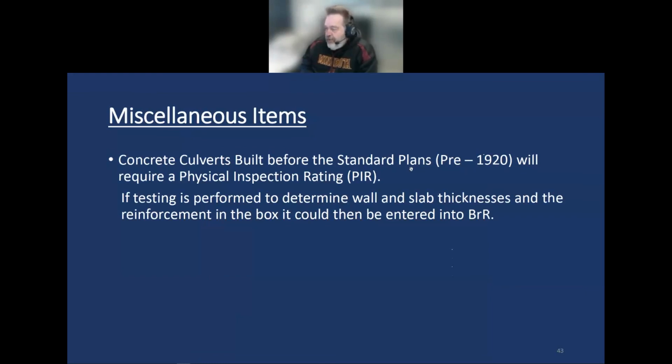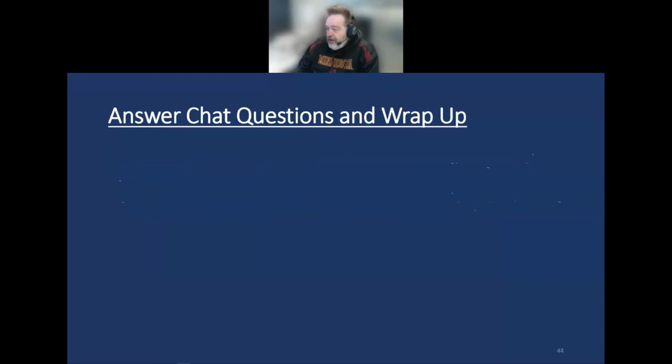And as Ron brought up before, concrete culverts built before the standard plan, so pre-1920 structures, will require a physical inspection rating. You could get around that if you did some testing and could confirm where the reinforcement was in the cross section and what kind of reinforcement it was. You could certainly enter it into BRR, but the odds of you having it tested when you go to do your load rating seem remote or slight. And so I guess that's what I had for conversation here.